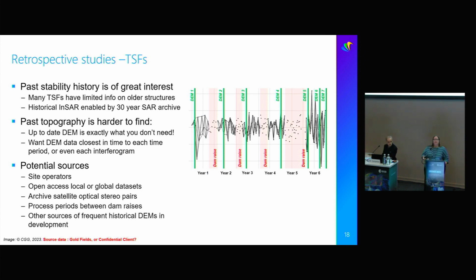And so this is an example of a recent study we did. It's a bit of a schematic rather than exact data for unfortunate commercial confidentiality reasons. But basically what we have for this site is split up time periods based on when we know that the surface was changing. So when they were doing these phased dam raises, we can look at the InSAR in time periods between those raises. We can try and find an elevation model that matches those as closely as possible. And then we can get a deformation history for the whole structure throughout a fairly long period of time, but without those DEM artifacts that will skew the interpretation.